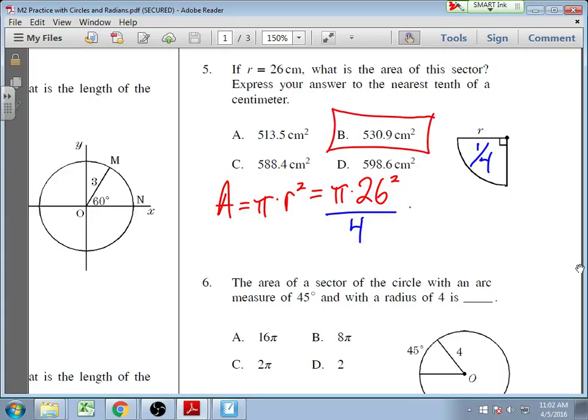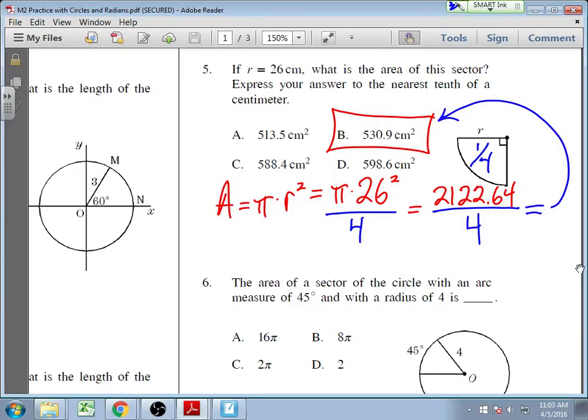So this, what's the whole circle? The area of the whole circle? That was 2,122.64. Hello? Another page in my room.